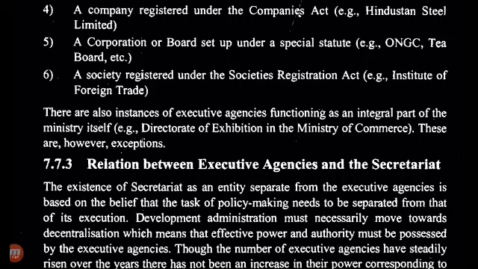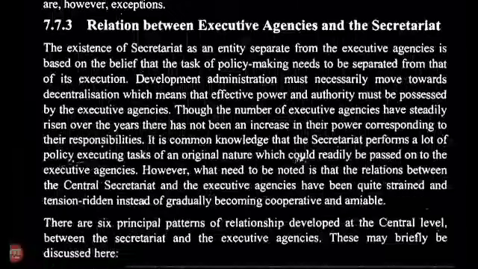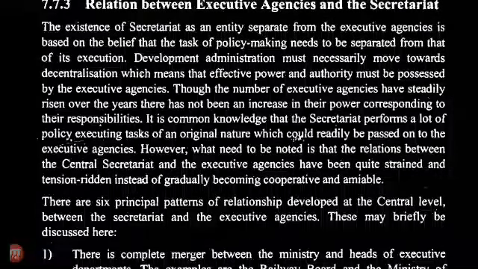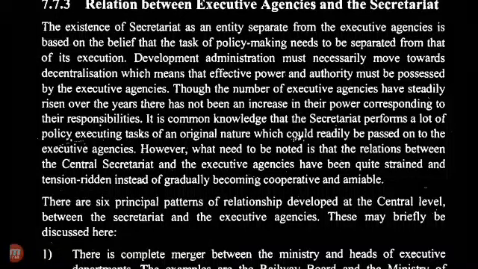Relation between executive agencies and the Secretariat. The existence of the Secretariat as an entity separate from the executive agencies is based on the belief that the task of policy making needs to be separated from that of its execution. Development administration must necessarily move towards decentralization, which means that effective power and authority must be possessed by the executive agencies. Though the number of executive agencies has steadily risen over the years, there has not been an increase in their power corresponding to their responsibilities.